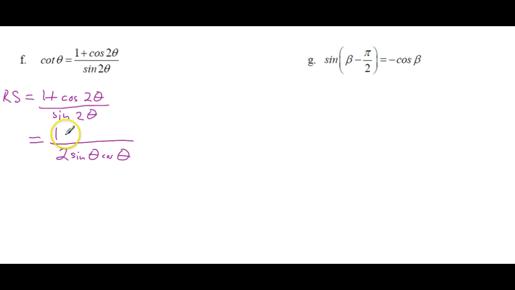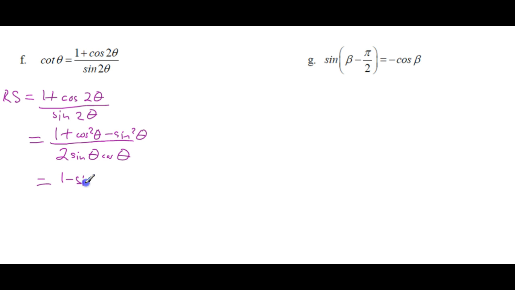1 plus cos squared theta minus sine squared theta. Okay, so you see where I'm going here? We're going to get 1 minus sine squared, which is going to be cos squared, and then 2 cos squared, and then the 2's are going to disappear. And one of the cos is going to cancel, and we're going to have cos over sine, which is cotan. But here, let's do it.